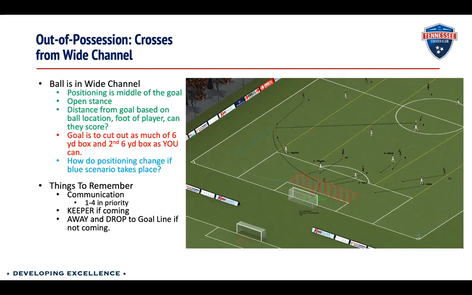But most importantly, can we get pressure on the ball? And then can we establish the line we want our players to drop no deeper? And then keeper or away. In both these moments, I have our goalkeeper claiming the ball because she's a rock star.